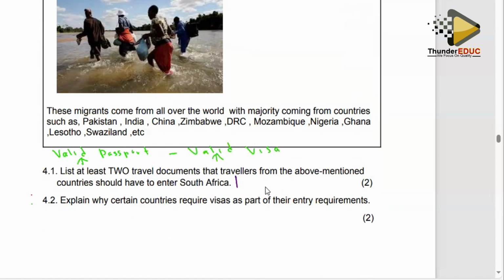Then 4.2, explain why certain countries require visas as part of their entry requirements. So certain countries require visas to verify whether travelers are not undesirable. When you talk about undesirable people, we are talking about people with negative criminal backgrounds. So to verify whether travelers are not undesirable. So they need to verify this.